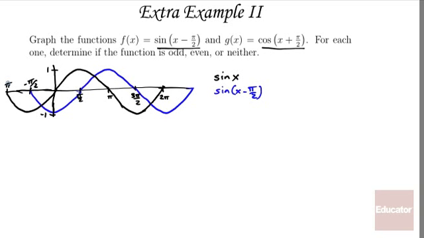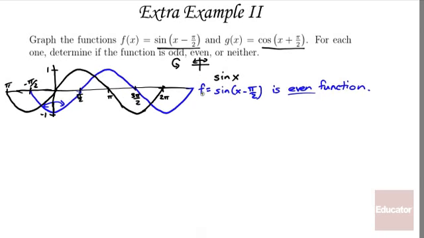And we have to figure out if it's odd, even, or neither. Well, remember, odd has rotational symmetry, even has mirror symmetry across the y-axis. And clearly this blue graph that I've drawn here has mirror symmetry across the y-axis, but not rotational symmetry. So this is an even function because it has mirror symmetry across the y-axis.